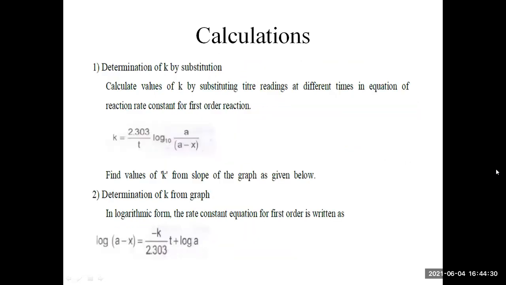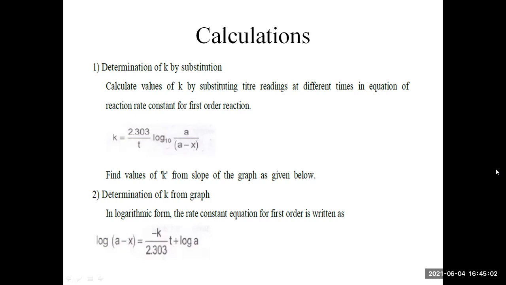Regarding calculations, determination of K by substitution. Calculate values of K by substituting titer readings at different times in the equation of reaction rate constant for first order reaction, by the formula K is equal to 2.303 upon t log 10 A upon A minus x. Find values of K from slope of the graph as given below.